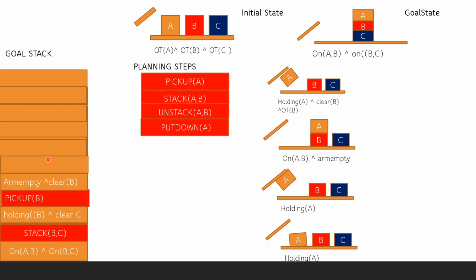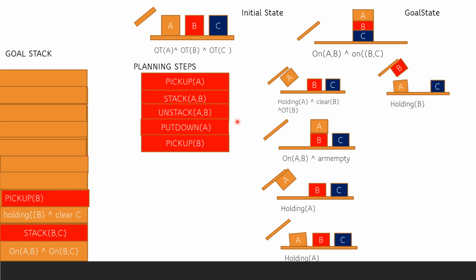Put down A is removed from the stack. The remaining conditions are arm should be empty and B should be clear. Arm is empty and B is clear, yes. So we'll take this out, and the next action that will be performed will be pick up B. Pick up B is now added into the planning step, and it is removed from the stack, and we'll get this as a new state, and this is removed from the stack. So pick up B has been done.